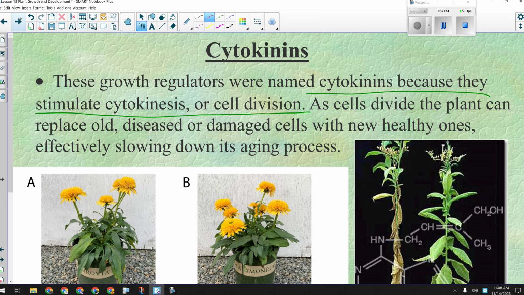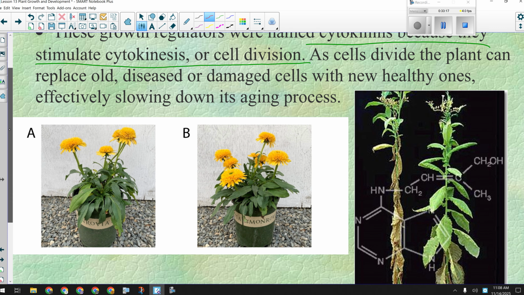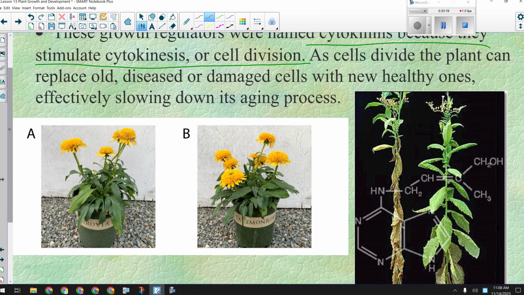If we're looking at plants here, by comparison, plant A would be your normal, or what they call wild type, plant. But plant B has more cytokinins. So you'll see that the leaves aren't quite as big, but there are more of them, and there are obviously more flowers than in plant A. That's more tissue. And you can see on the right there, this would again be your wild type plant. Those leaves are just dying off, but this plant is replacing them. So cytokinins cause cell division, which keeps a plant young, basically.